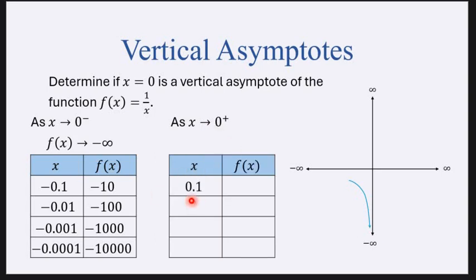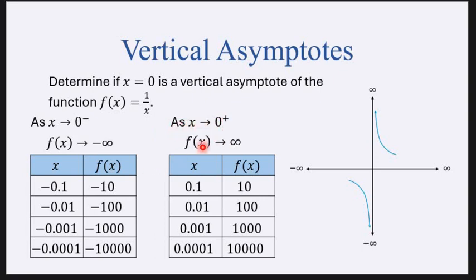In the table, I'm going to plug in 0.1, which is close to 0 but still larger than 0. I get 10. That's the reciprocal of 1/10. I plug in 1/100th, I get 100. I plug in 1/1000th, and I get 1000. So this is getting larger and larger and larger. Plug in 1/10,000th, I get 10,000. So as I approach 0 from the right side, the y values just keep getting larger and larger and larger. So as x approaches 0 from the right, f of x approaches positive infinity.